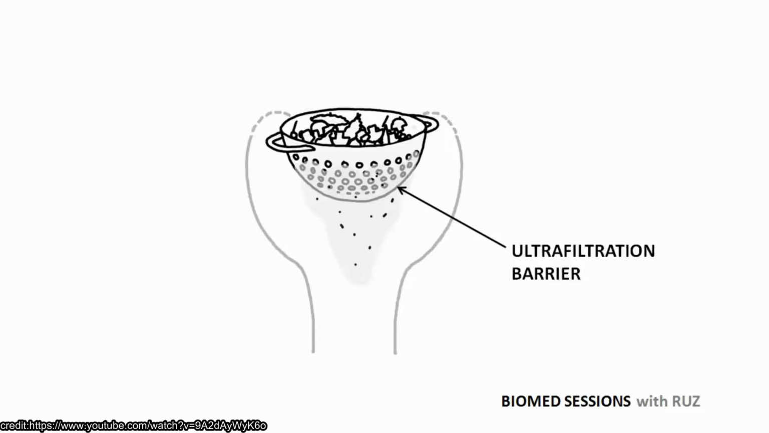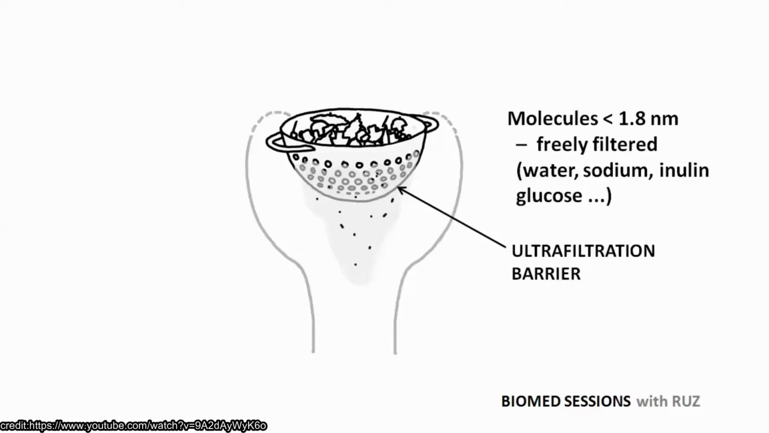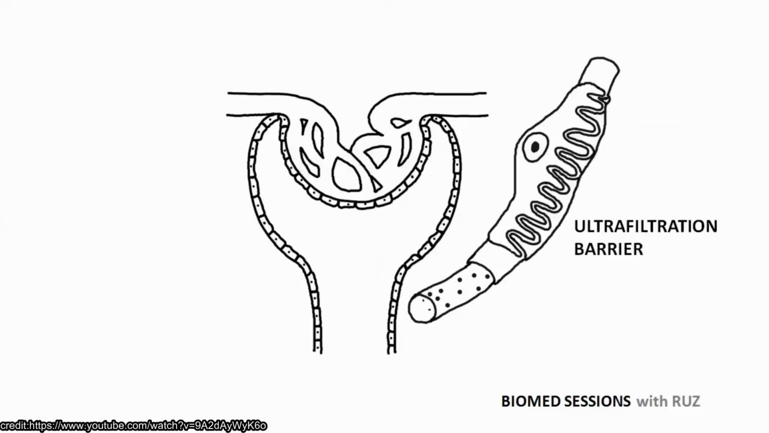Now with our glomerulus, molecules less than 1.8 nanometers are freely filtered out, whereas molecules more than 3.6 nanometers are not filtered. Let's take a look at a zoomed in section of the ultrafiltration barrier. As you can see, there are 3 layers. Our bottom layer is the endothelium of the capillary, which contains these pores known as fenestrations. This layer basically lets everything through except for blood cells.